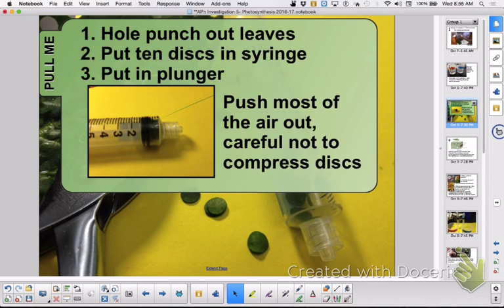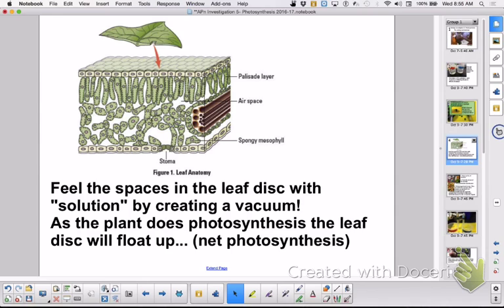Okay, and what we're trying to do in this process is, if you didn't do this, there are all these air spaces inside the leaf. And so if you put them in a solution, then they would all rise to the top. So we've got to figure out a way to get the air out and the what? Yeah, the water in. Okay, that's what we're trying to do. We want to fill in those spaces.